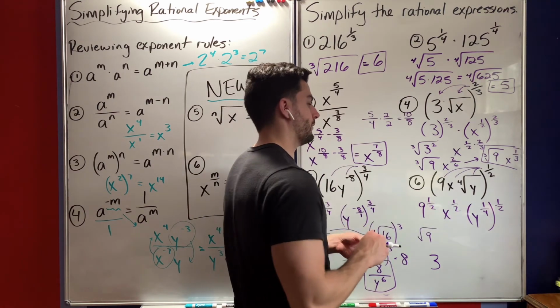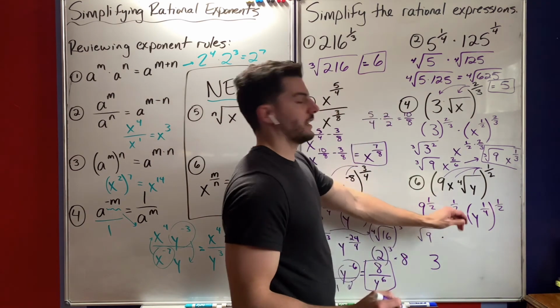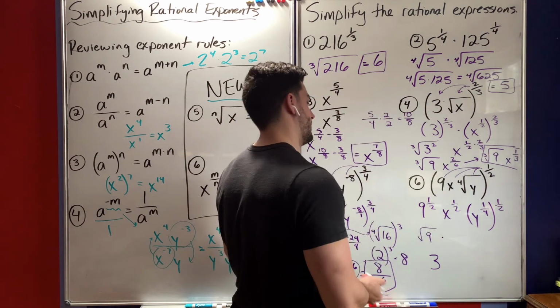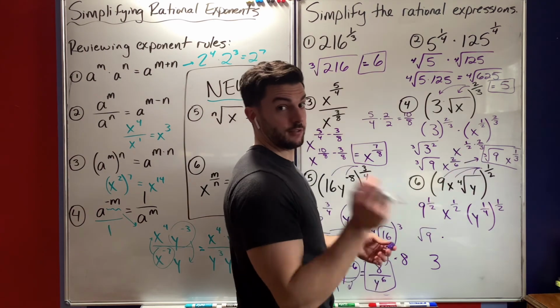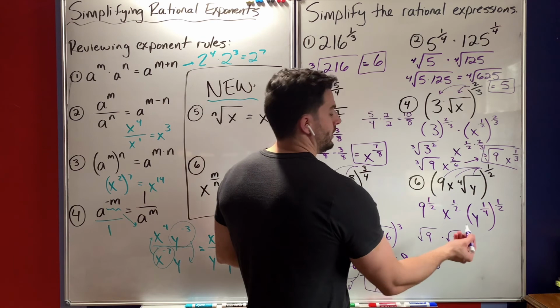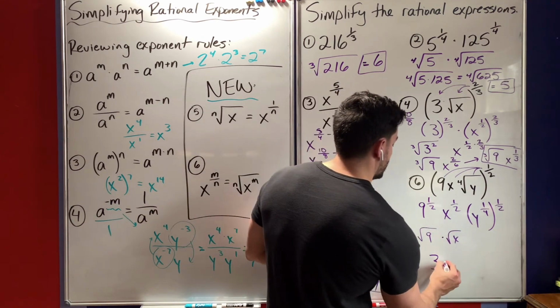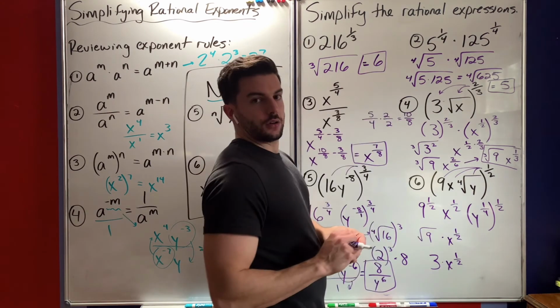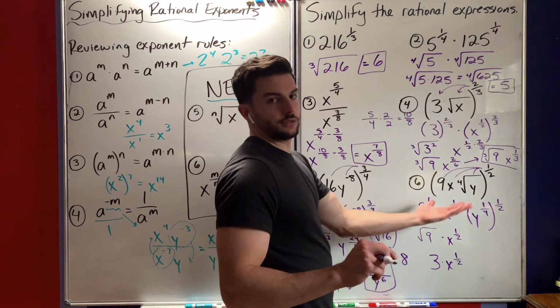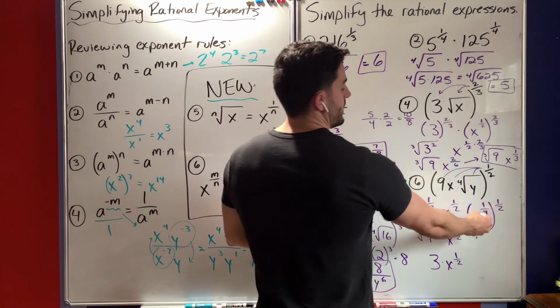X to the 1/2. Again, x to the 1/2, we can't really simplify that at all, right? Because it's fully reduced and it didn't have an exponent before, so it's just kind of added on to it. So I could write it as the square root of x or keep it as x to the 1/2, okay? Either way, I'll just keep it as x to the 1/2. You could write it as a radical square root of x or you could do x to the 1/2, okay?